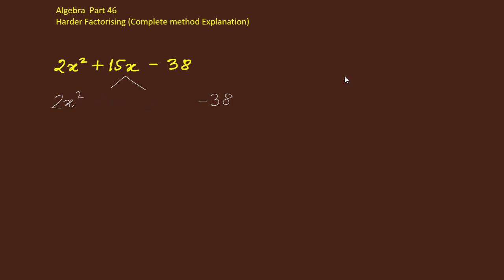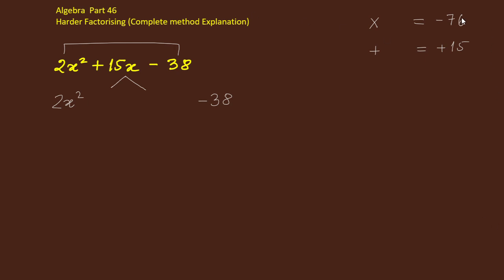So how we find those two numbers is we're trying to find two numbers which multiply to give 2 times negative 38. 2 times negative 38 is negative 76. And when the same two numbers add, it should give positive 15. The exactly same two numbers when added should give positive 15.